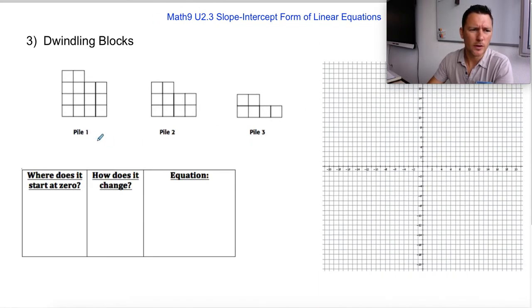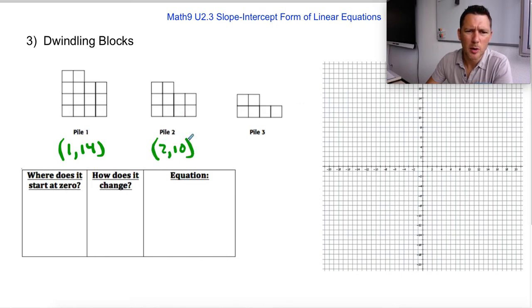All right, so pile 1 has 8, 9, 10, 11, 12, 13, 14. So this first pile has 14 blocks. This has 10, so pile 2 has 10 blocks. Pile 3 has 4, 5, 6 blocks.